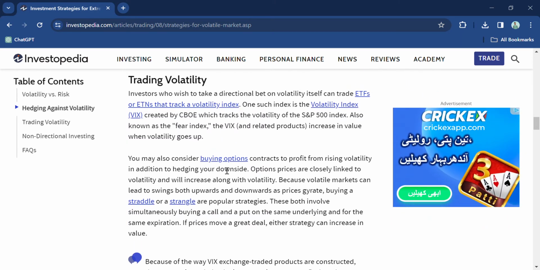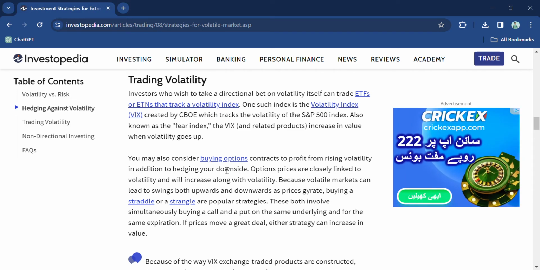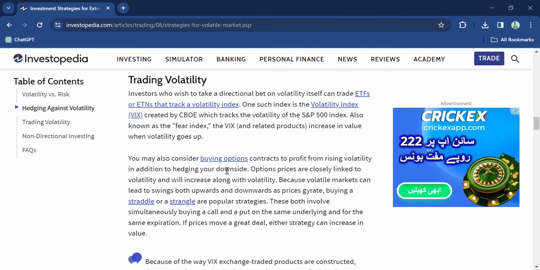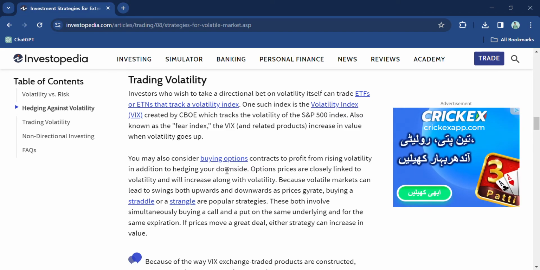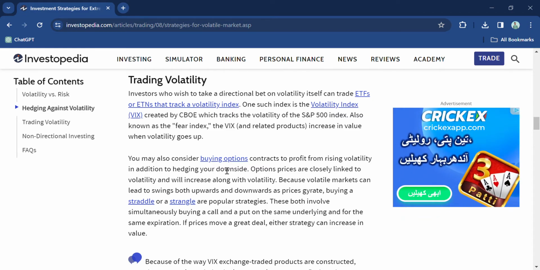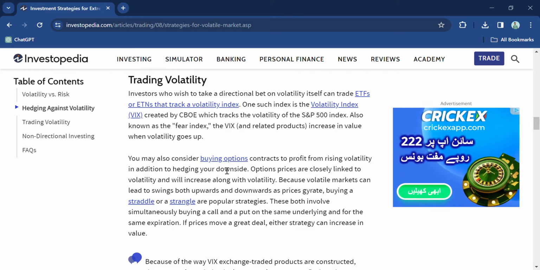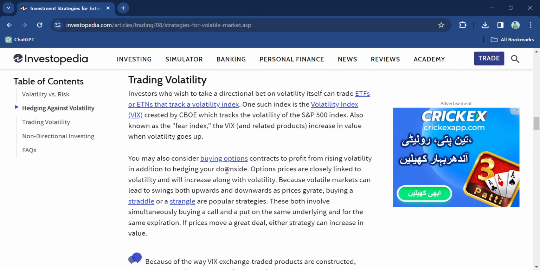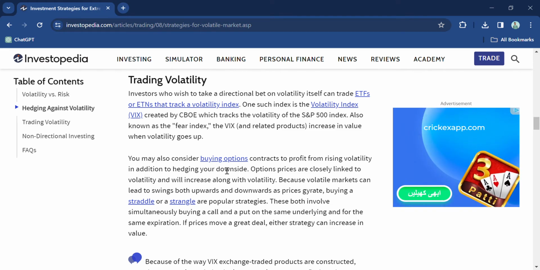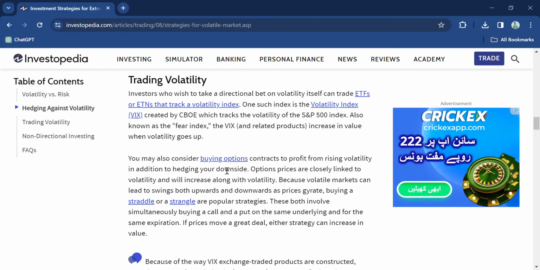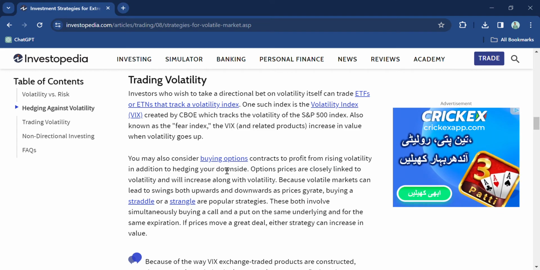Trading volatility. Investors who wish to take a directional bet on volatility itself can trade ETFs or ETNs that track a volatility index. One such index is the volatility index VIX, created by CBOE, which tracks the volatility of the S&P 500 index, also known as the fear index, the VIX. It and related products increase in value when volatility goes up.